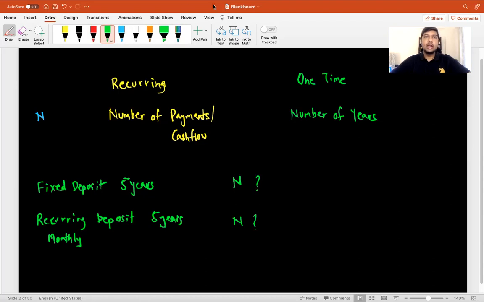Can you put your answer in the chat box, please? In case of a fixed deposit for 5 years, what will be n? And in case of a recurring deposit for 5 years, what will be n? Please put your answer in the chat box. You need to put the number. What number will you put in n?